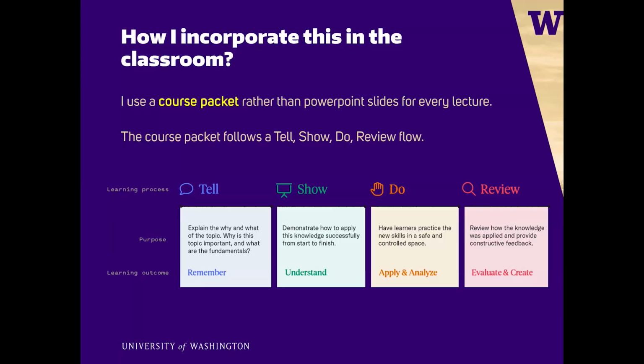And so I structure the course packet with the tell, show, do, review flow, which is one of the classic learning methods. So you explain the topic, you explain why it's important, why do we need to know this, why is it cool? We show them, obviously, but then I want them doing it in that safe space, in the classroom, and then reviewing it. So that's the main method I find that really sets that growth mindset in my classroom: having us work through the course packet rather than me just lecturing through the material.